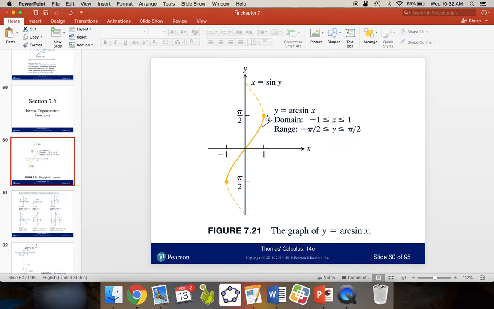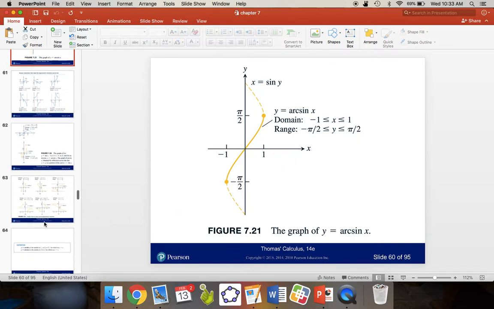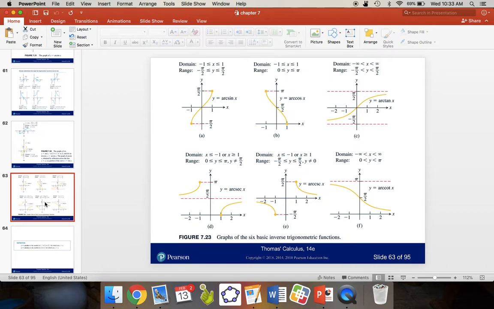So what we do is we limit it down so that we have a limited domain and range, but then we're working with a function instead of not a function, I guess. So here's what our graphs look like for our 6 arc trig functions.